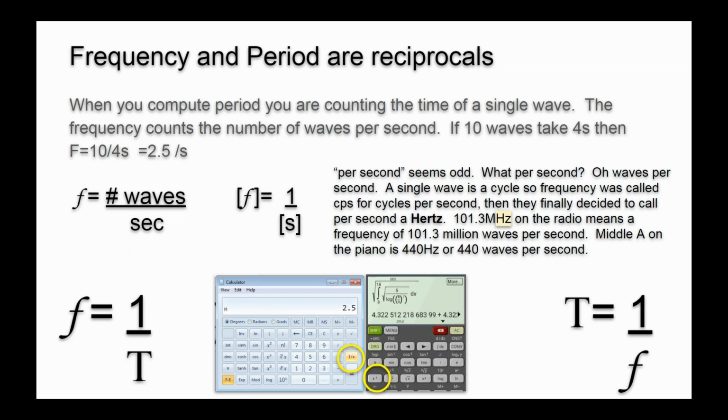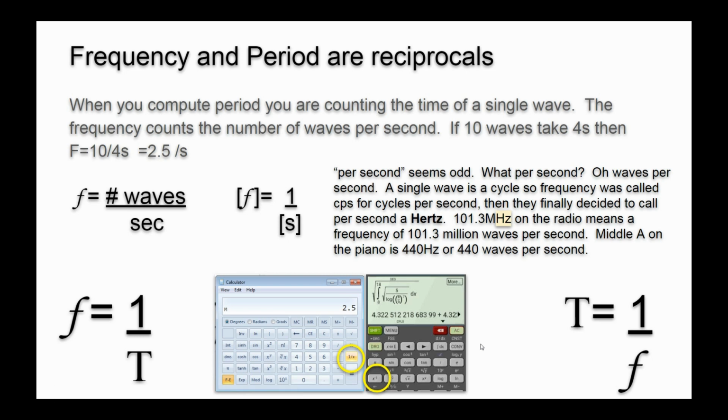How do we do this on our calculator? How do we reciprocate these two numbers? There are two keys on most calculators, the 1 over x key or the x to the minus 1 key, and that will create the reciprocal of any number you want. Save you a bit of time.